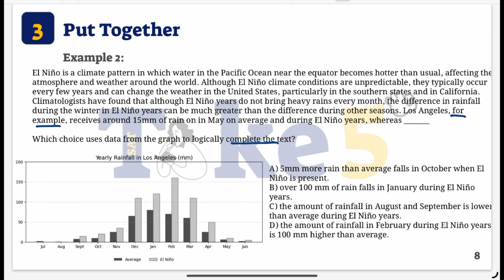In the previous sentence, the passage states that although El Nino does not result in consistently heavy rains throughout the year, the difference in rainfall during the winter in El Nino years can be much greater than the difference during other seasons, and Los Angeles is then cited as an example of a city where this is the case.